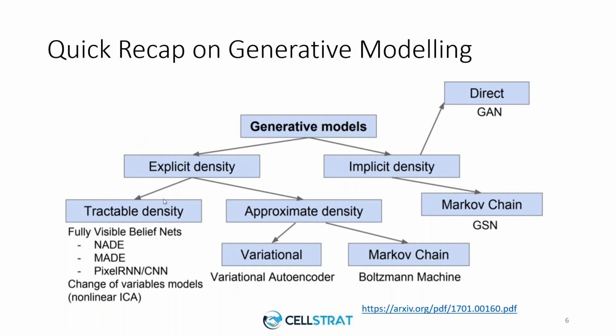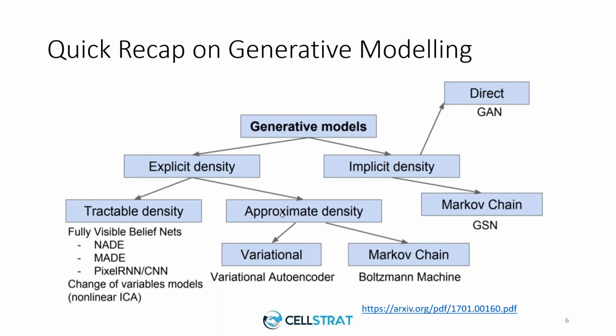In explicit density, there are two types of densities: tractable and approximate. When we say tractable, it means that it is computationally possible to calculate. Some of these algorithms are NADE, Neural Auto-Regressive Density Estimator, Masked Auto-Regressive Density Estimator, PixelRNN, PixelCNN, and change of variable models, and one example for that is nonlinear ICA.